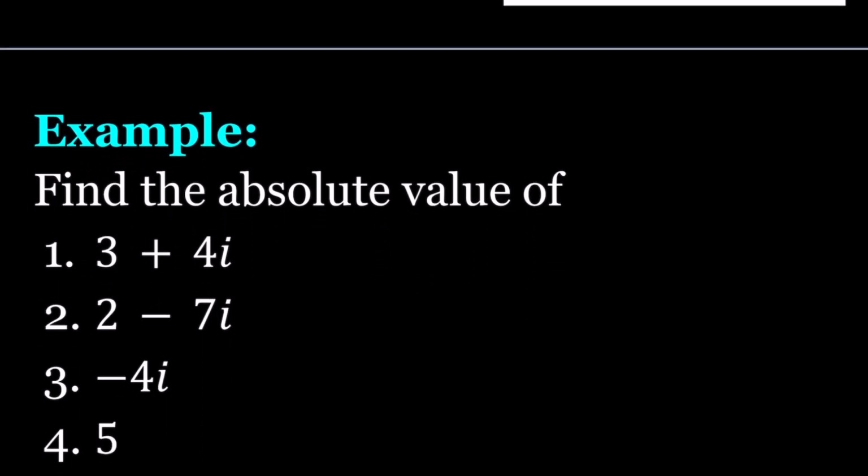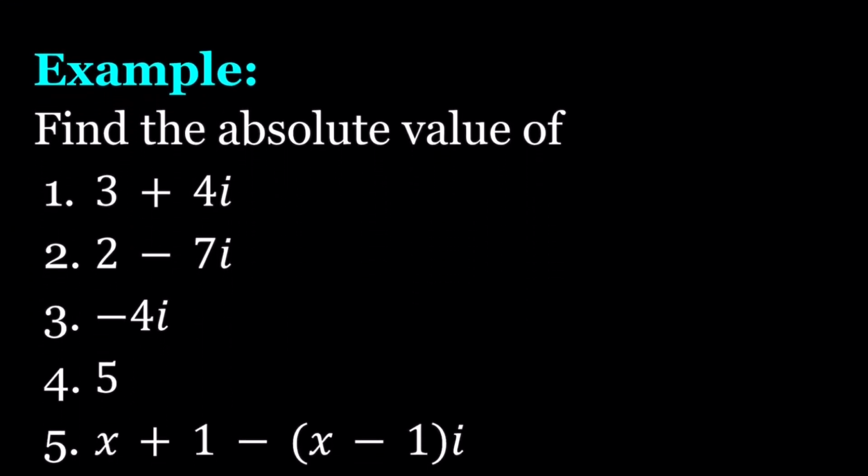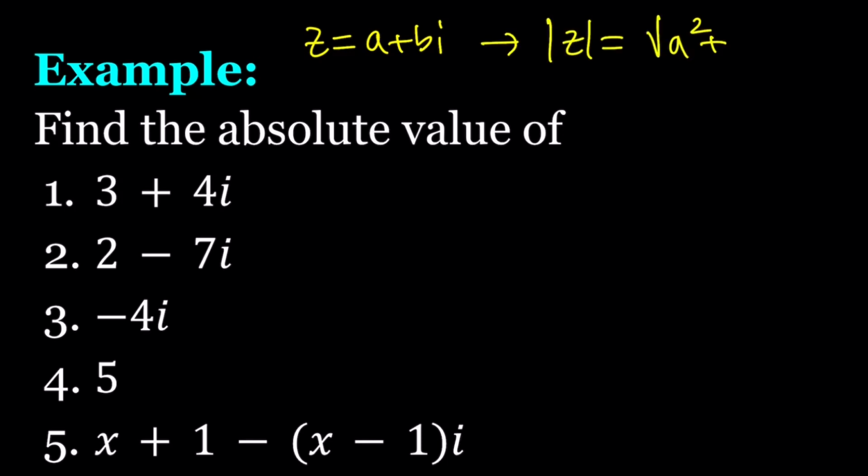Now here are some examples. We're going to find the absolute value of these numbers. Let me quickly write the formula down here. If z is a plus bi, then the absolute value of z is defined as the square root of a squared plus b squared, which is the distance from 0. Just like the absolute value of a real number, we define it as the distance from 0.